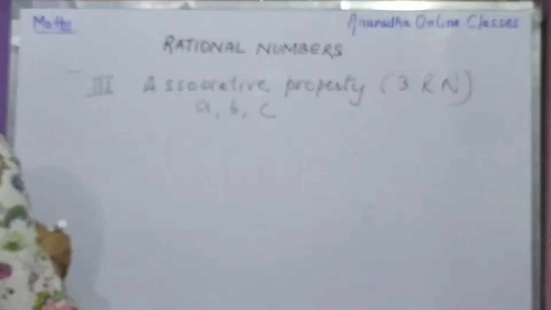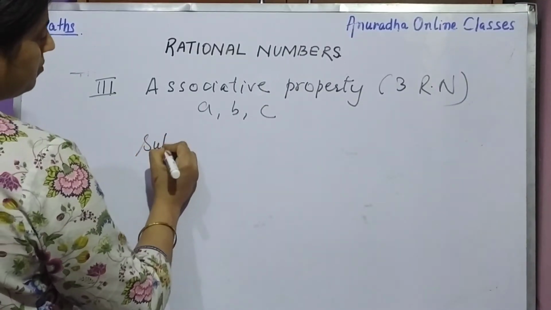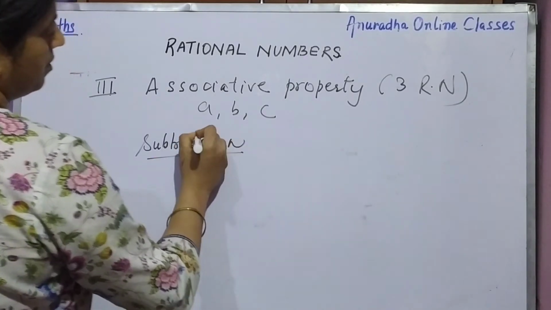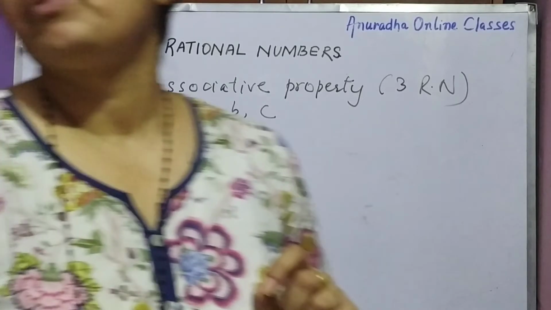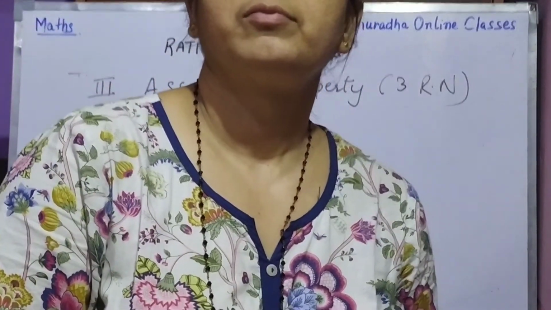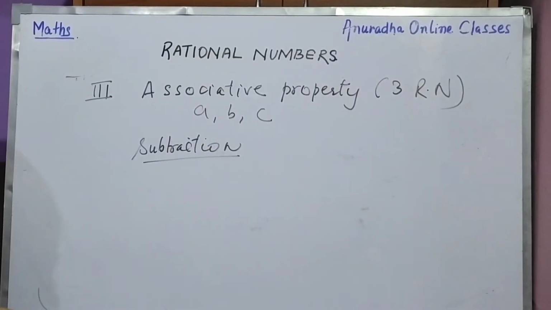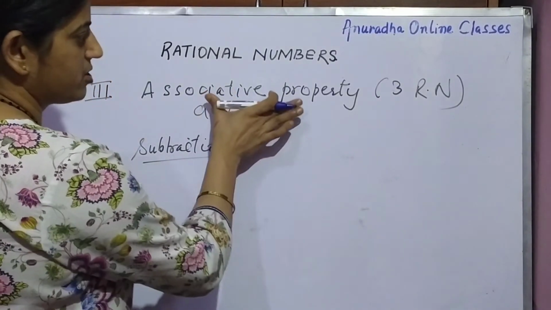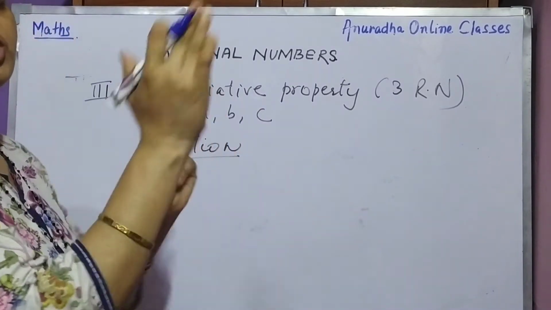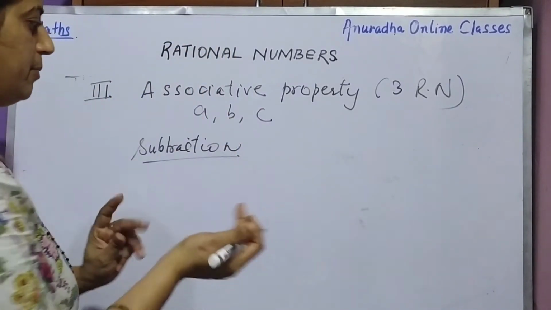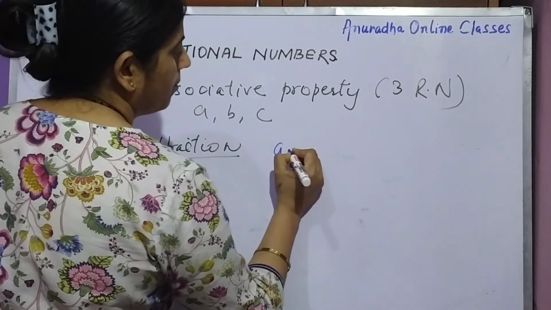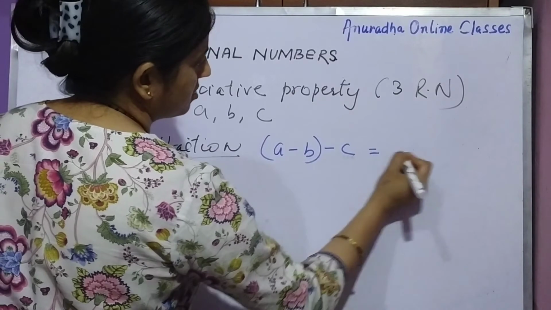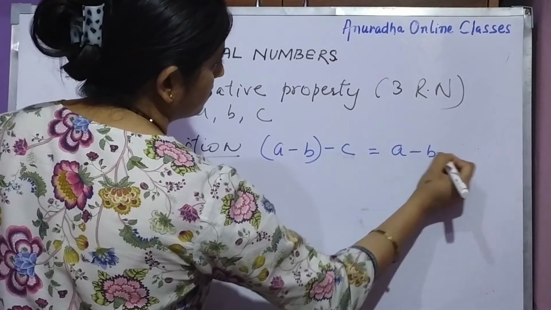What? Subtraction. So children, if we'll come to subtraction, let us see. 3 rational numbers are this, and associative property, just now I told you, changing of the groups. Okay, see, A minus B minus C, that is equal to A minus B minus C.